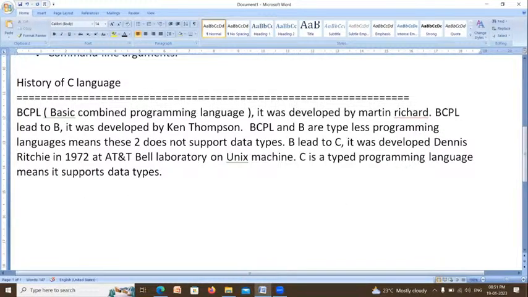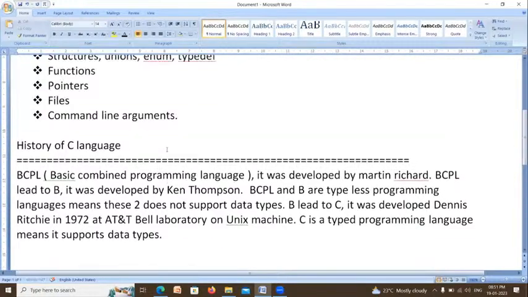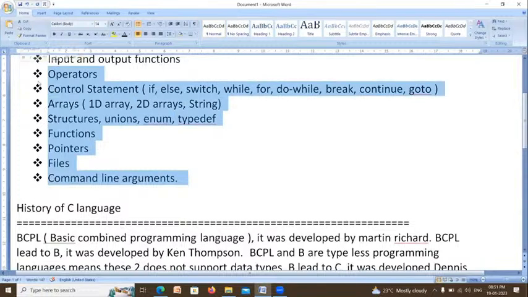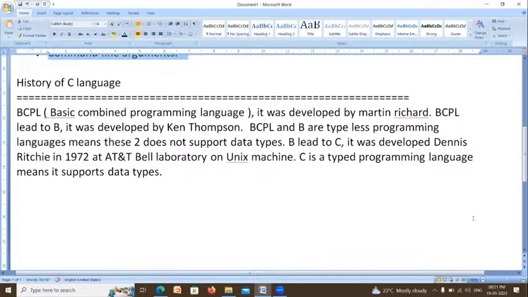Yes, sir. Thank you. And what about the above points? I think I can see some points. No, above it is the syllabus. That's the syllabus. Okay. Thank you. You need to write from here only. Okay, thank you.